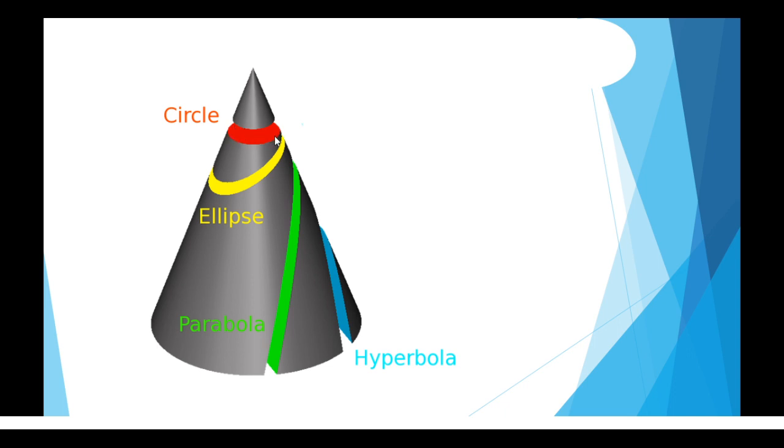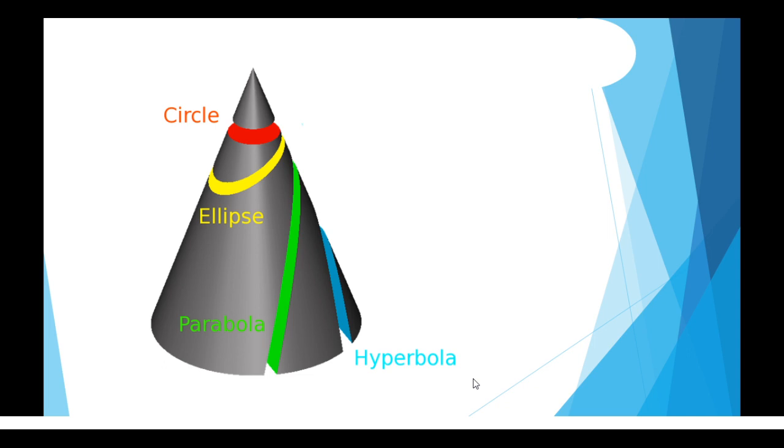If the plane is perpendicular to the axis, I get a circle. If the plane is inclined at a greater angle with the axis, greater than theta, I get an ellipse. If the plane is parallel to the generator, then I get a parabola. If the plane is parallel to the axis, I get a hyperbola.